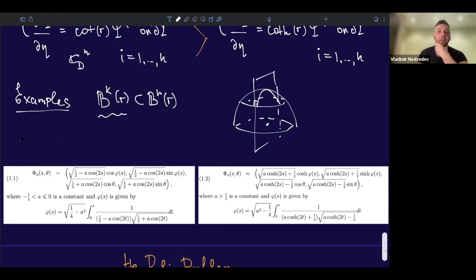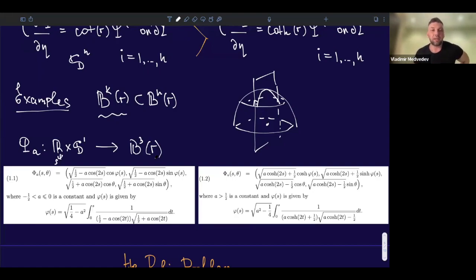We also have the following free boundary minimal annuli, where s lives in R and theta lives in S1, into B3. Well, the formula looks horrible, but it turns out that you can find a unique parameter A such that these annuli will meet the boundary of the ball orthogonally.